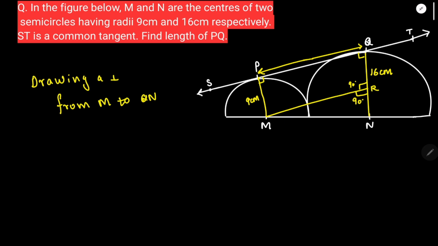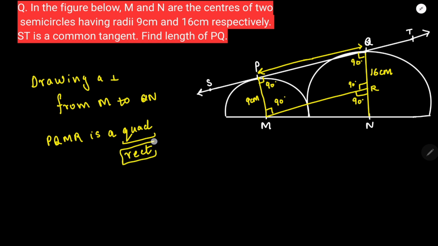As you can see, PQMR is a quadrilateral, right? In this quadrilateral, three angles we know are 90 degree. So the fourth angle will also be equal to 90 degree, by the angle sum property of a quadrilateral, that the sum of four angles is 360. So this is not just a quadrilateral, this is a rectangle, with all angles 90 degree.